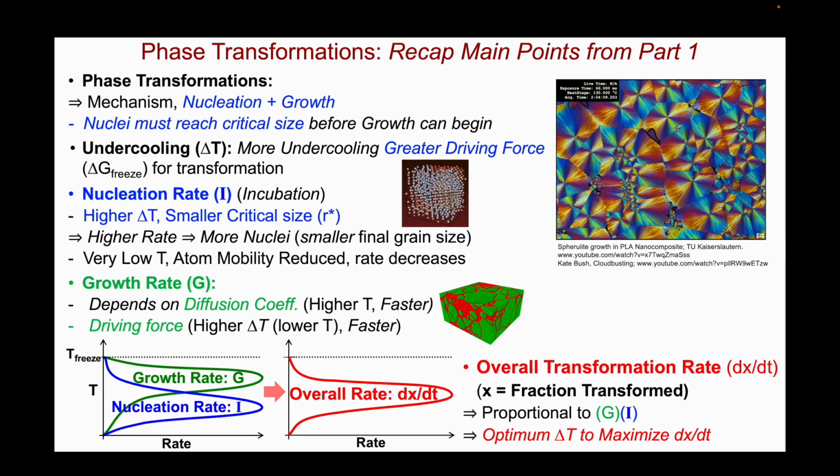Finally, we showed the overall rate of the transformation given by dx/dt, where x is the fraction of the new phase that is formed, is proportional to the growth and nucleation rates, and it has a maximum that lies between those for G and I. And so if we want the transformation to take place in the fastest possible time, that is where we want to be as far as the undercooling is concerned.